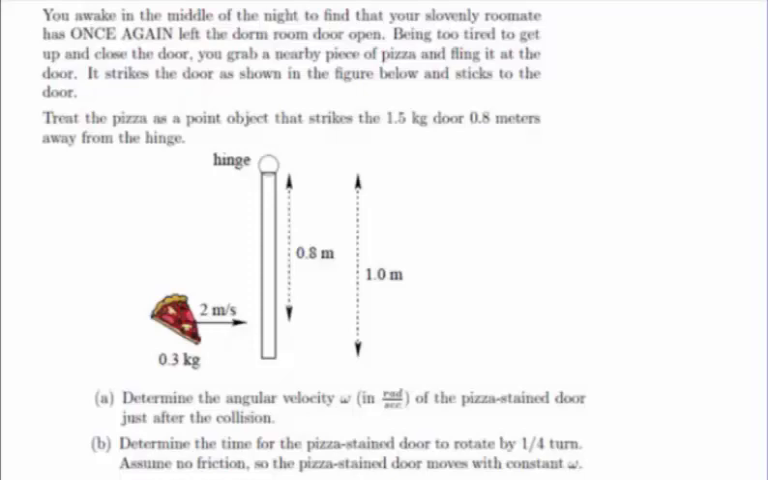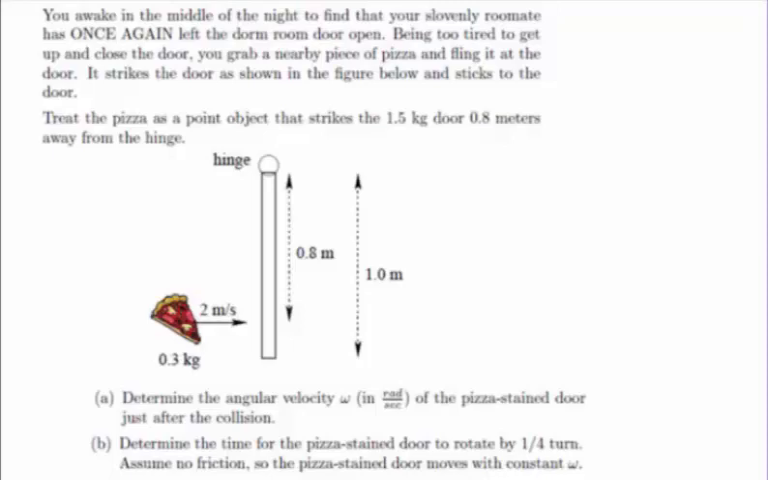You awake in the middle of the night to find that your slovenly roommate has once again left the dorm room door open. Being too tired to get up and close the door, you grab a nearby slice of pizza and fling it at the door. It strikes the door as shown in the figure below and sticks to the door.